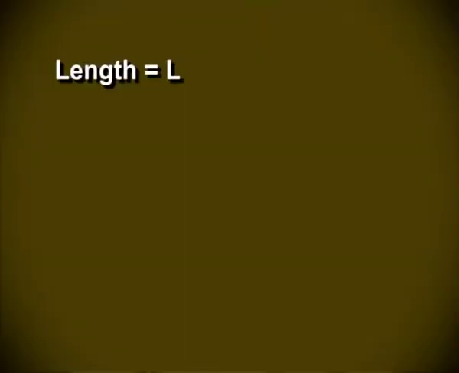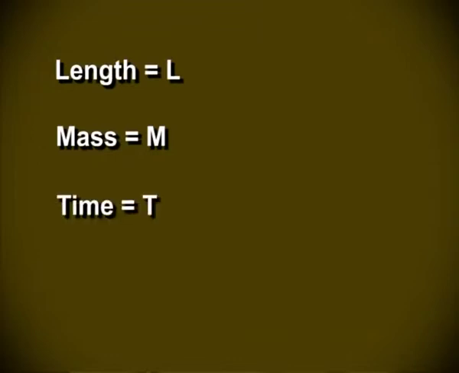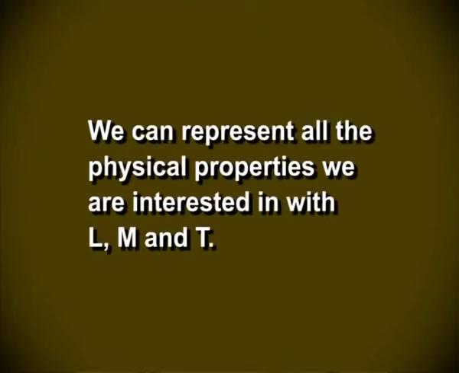In dimensional analysis, we are only concerned with the nature of the dimension, that is, its quality but not its quantity. The following common abbreviations are used. For length, the dimension is capital L. For mass, it is capital M. For time, it is capital T. And finally, temperature is represented as theta. We can represent all the physical properties we are interested in with L, M and T. Sometimes theta could be included. Dimensional homogeneity.